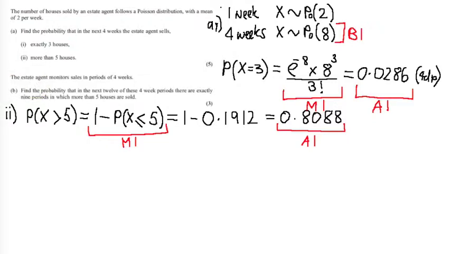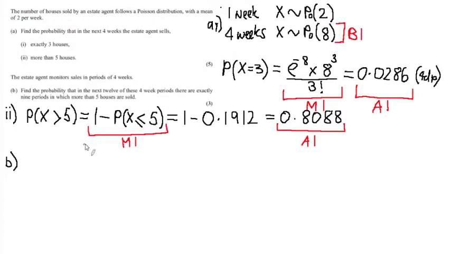Okay, so let's have a look at part B. Part B says the estate agent monitors the sales in periods of 4 weeks. Find the probability that in the next 12 of those 4-week periods, there are exactly 9 periods in which more than 5 houses are sold.